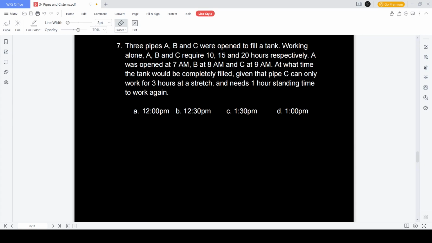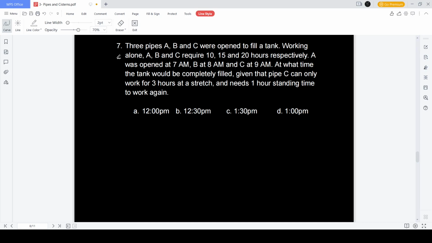Next question. Three pipes A, B and C were open to fill a tank. Working alone, A, B and C can fill the tank in 10, 15 and 20 hours respectively. A was opened at 7, B was opened at 8 and C was opened at 9. At what time will the tank get filled completely, given that the pipe C can only work 3 hours at a stretch and then needs 1 hour of standing time?